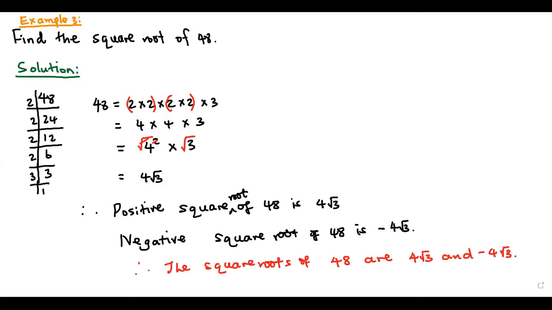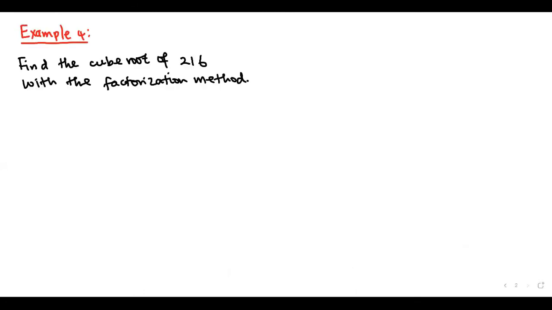Now let's see how we can use factorization to find the cube root. Let's call this example number 4. So right away, let's get the solution. Since we need to find the cube root using factorization, let us then factorize 216.